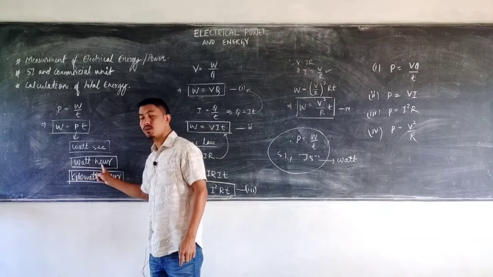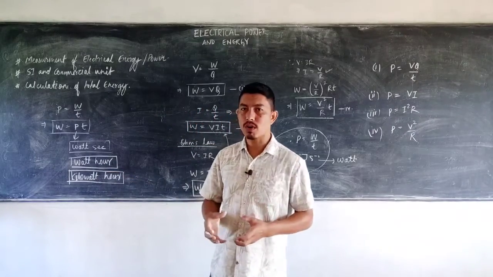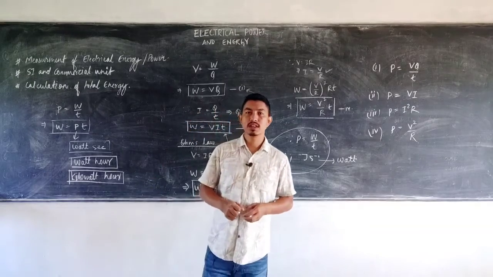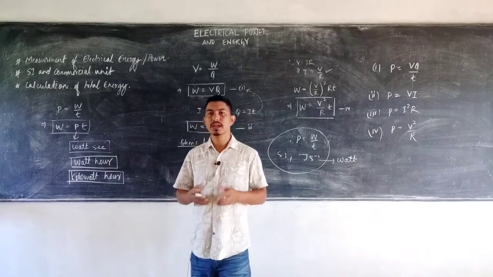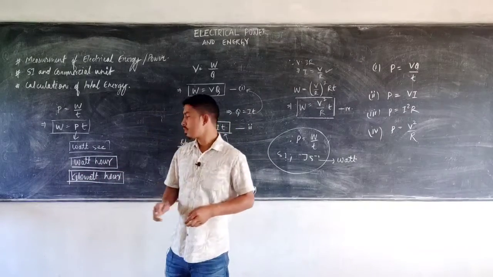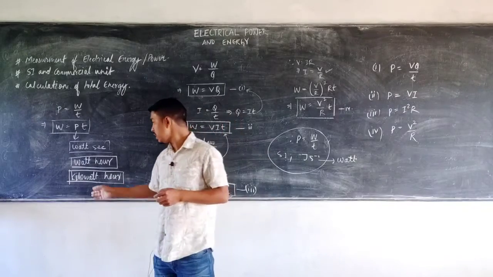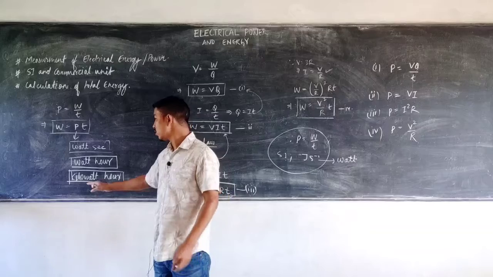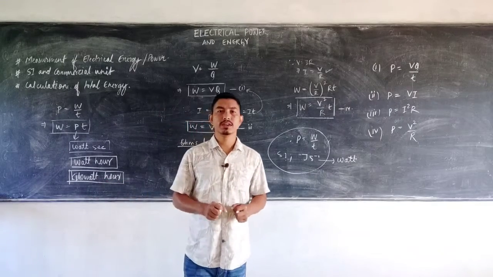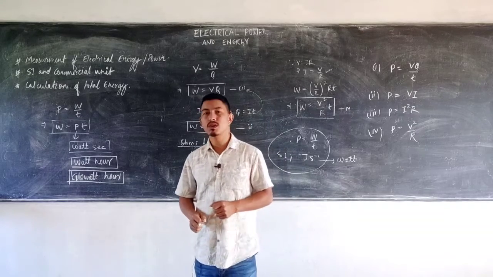So watt hour, what does it mean? It means that any device which is rated 1 watt, and if you use that device for 1 hour, then the electrical energy consumed by that device is said to be 1 watt hour. Similarly, the kilowatt hour can be defined as any electrical appliance which is rated 1 kilowatt, and if it is used for 1 hour, then the electrical energy consumed by that device is said to be 1 kilowatt hour.